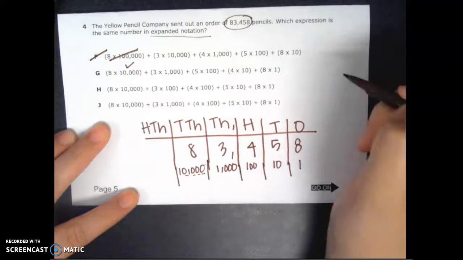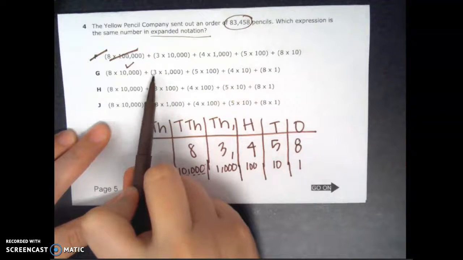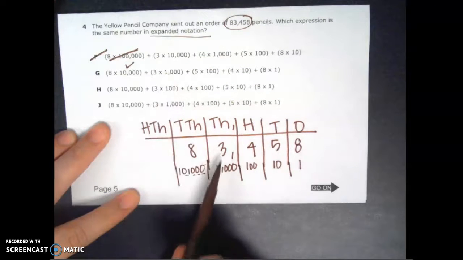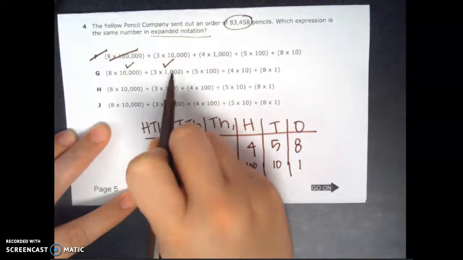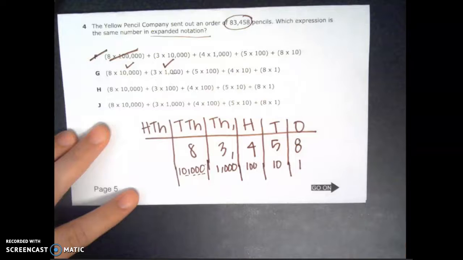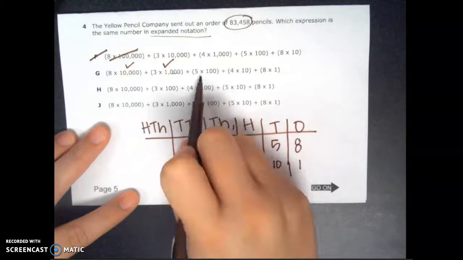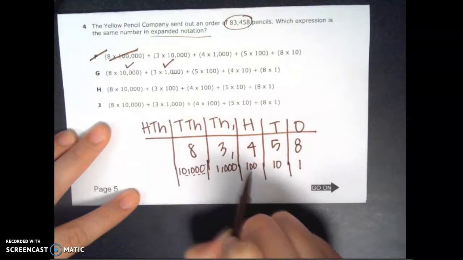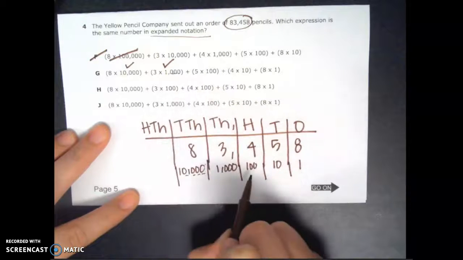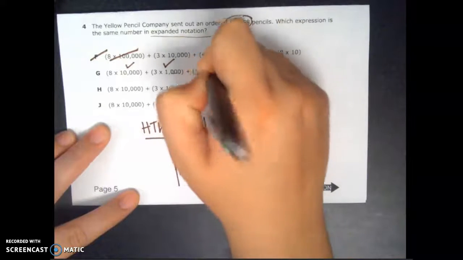That works. 3 times 1,000. That works. 1, 2, 3. 1, 2, 3. I'm counting the zeros. 5 times 100. 4 times 100. That's a 5 times 100. This is a 4 times 100. That is wrong.